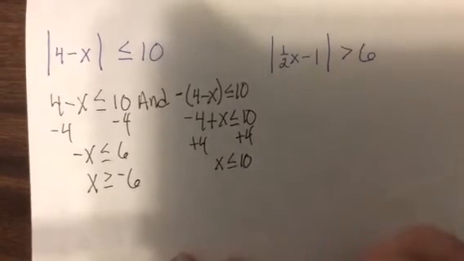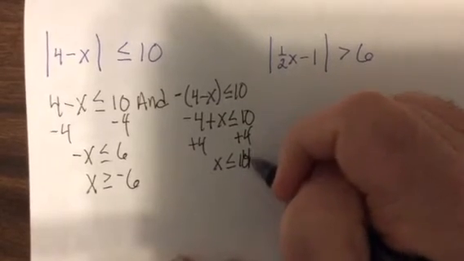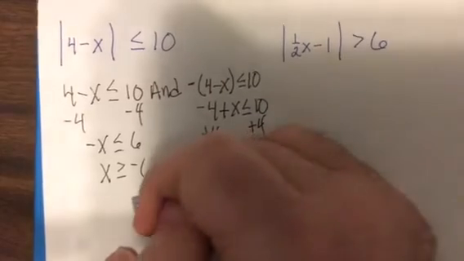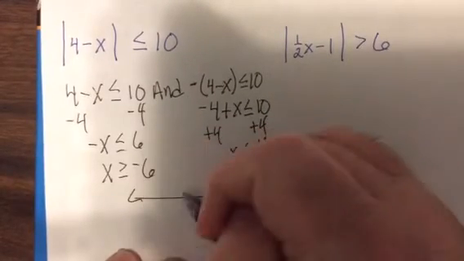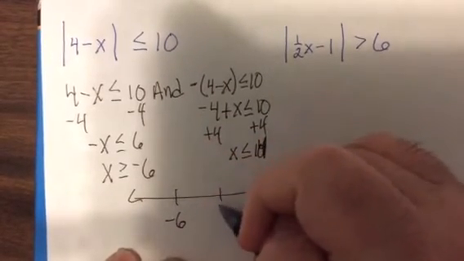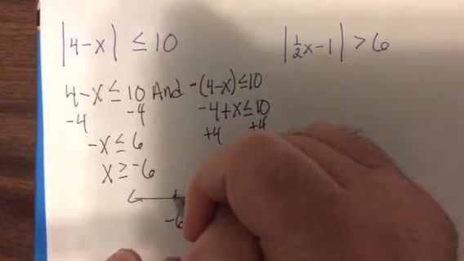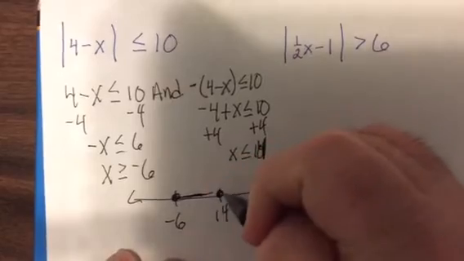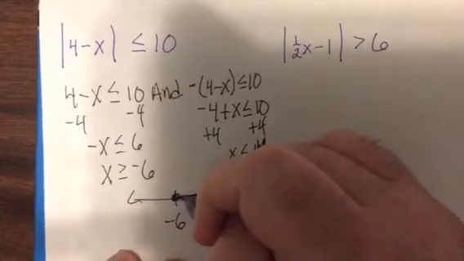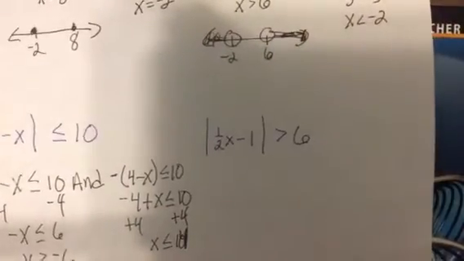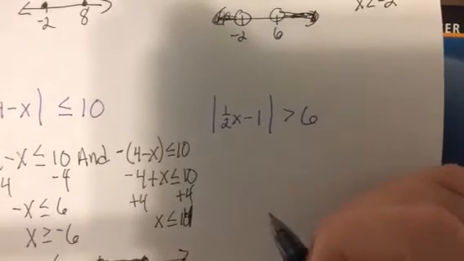I hope you can see this. This is 14. So it's all the numbers between negative 6 and 14. And it's solid dots because there's equals. Now this is a typical and when you're using absolute value.